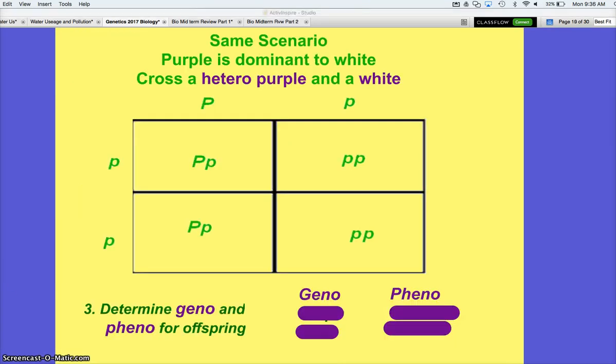So we did the Punnett square. Now I'm going to ask you questions about the Punnett square. We want to know what is the genotype and phenotype percentages for offspring, okay? So who could tell me what the genotype percentage is? 50% what? Good. 50% capital P, lowercase p, and you could write half or 50, whichever one you want. What else?